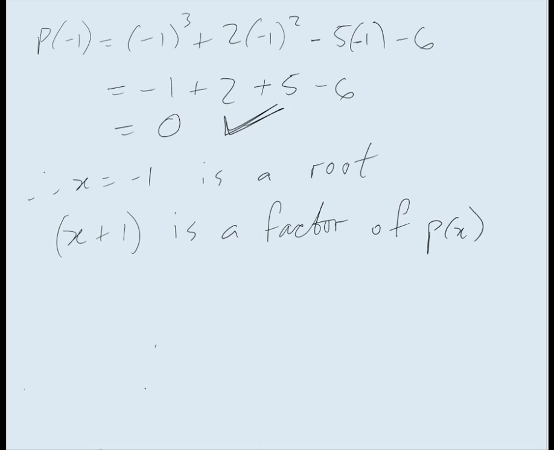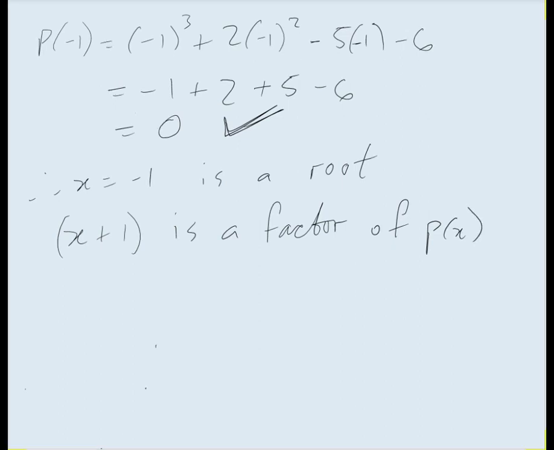This means it divides p of x. So this means that we can write our polynomial p of x as x plus 1 multiplied by some quadratic polynomial. It has to be quadratic because we need a cubic solution. So the x in here will multiply by an x squared in this quadratic, which will give us an x cubed.